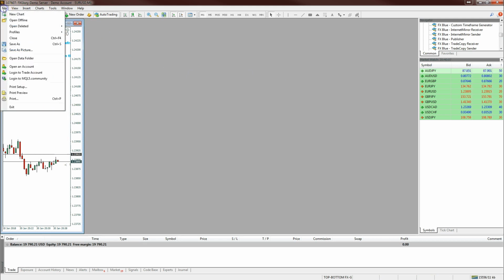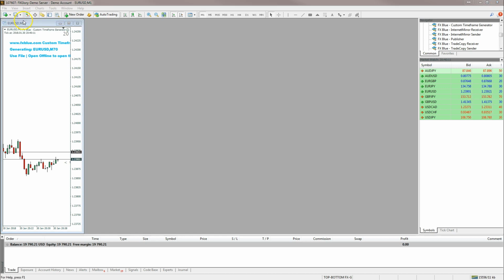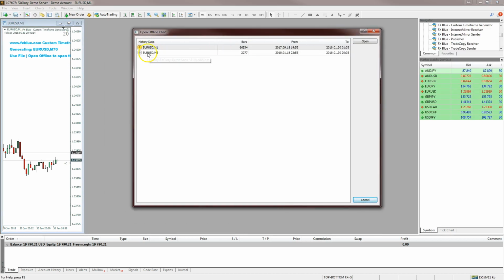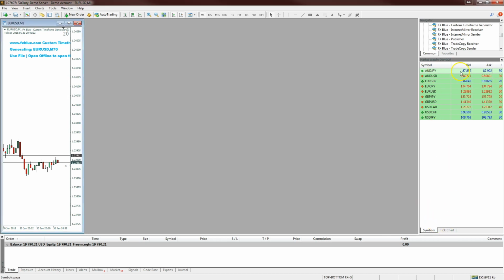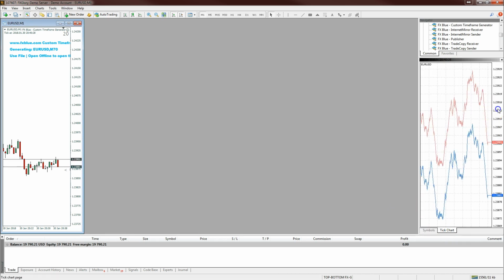So then what we do is we go to File, Open, Offline, and then in here, shortly we need to get 70 ticks to get the first bar, then it will have created the file. So we just need to wait for 70 ticks on the euro dollar, which shouldn't take long. As you can see, it ticks fairly regularly. We could have probably several seconds.